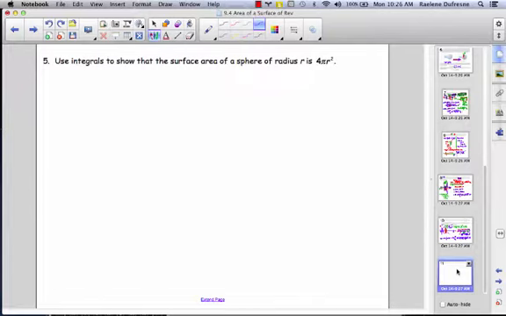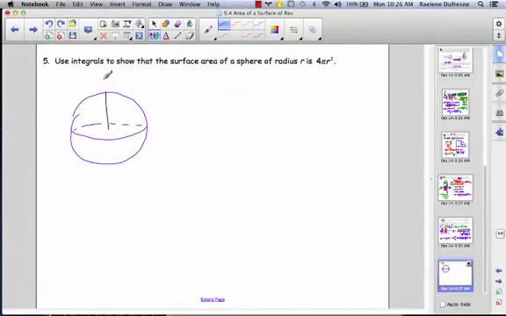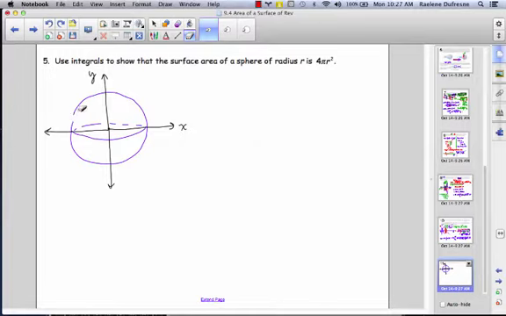For the last question, we want to use integrals to show that the surface area of a sphere of radius r is given by 4 pi r squared. So when we consider our sphere, we want to see it as a solid of revolution. So the first thing we need to do is put it in a coordinate system. And I'm going to place the center of the sphere at the origin. And I'm only going to focus on the top half of the sphere, find its surface area, and then double it by symmetry.